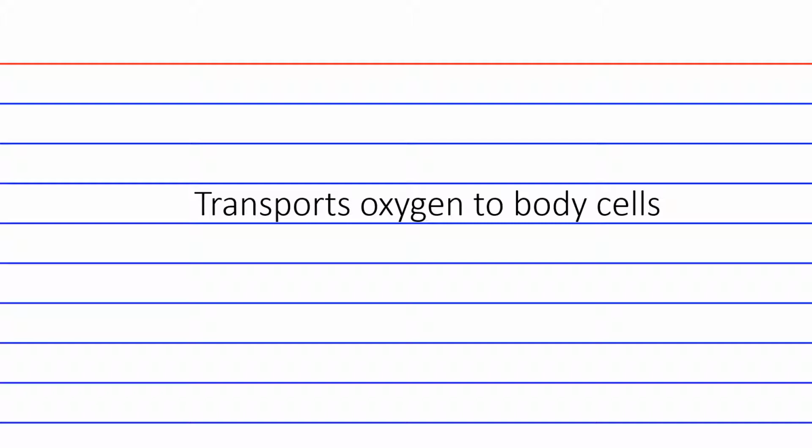This system transports oxygen to body cells. The answer is the circulatory system, right? In the circulatory system, those red blood cells, the erythrocytes, have a protein called hemoglobin that attaches to oxygen and transports that oxygen to the bodily tissue cells.